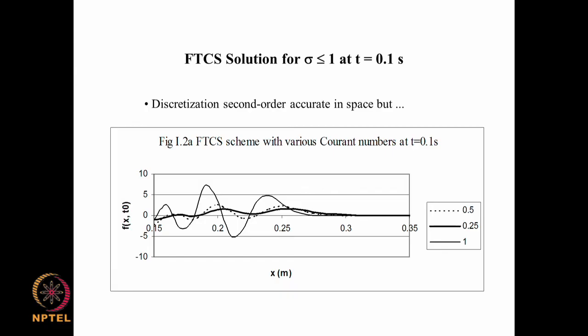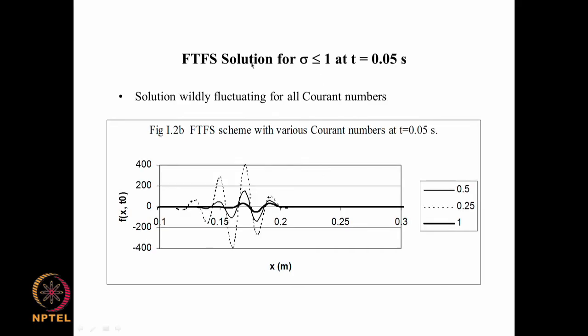Now if you look at the third solution, the FTFS solution, this is at an even shorter time, 0.05 seconds. So it should have moved only by 0.05, it should have been centered between 0.15 and 0.25 here. So it should have been a square pulse, and what we see here are amplitudes of the order of 400, it should have been 1, and again it does not matter what kind of Courant numbers we have here, in all the cases we are getting absurd solutions, okay. So what is this telling us?